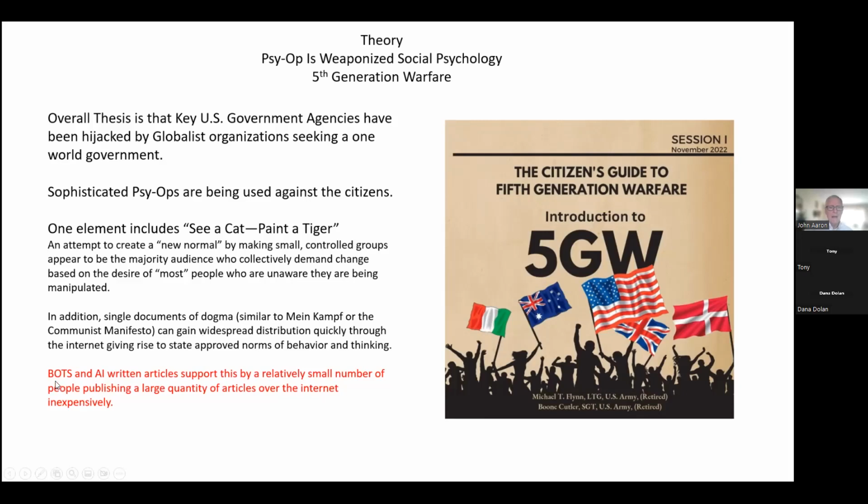And again, bots and AI written articles support this by a very small number of people potentially pushing large quantities of articles over the internet very inexpensively. So you get this proliferation of these kind of things. So that's the overall risk and why I'm putting it under the header of propaganda. And how might we detect this, right?